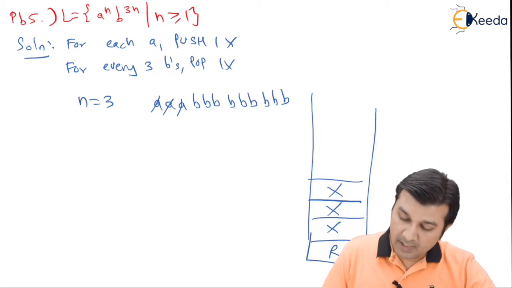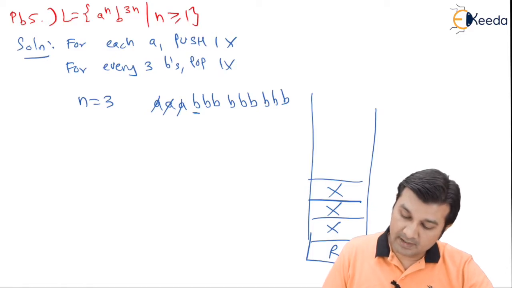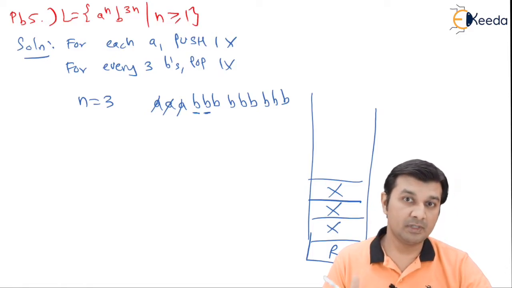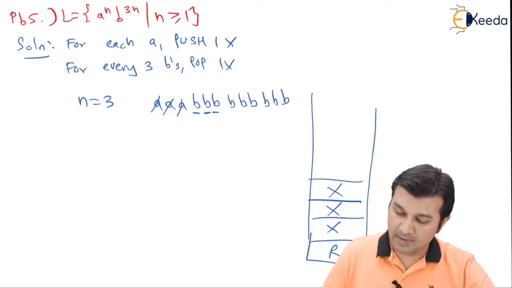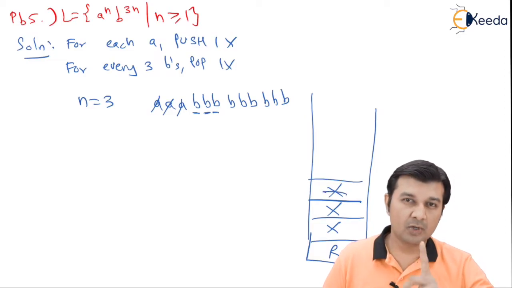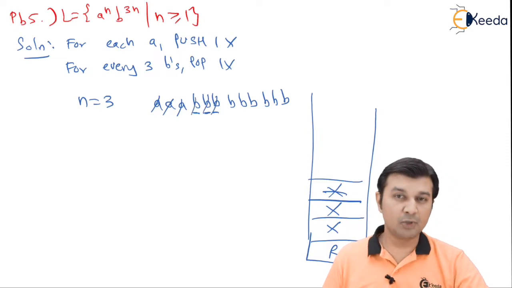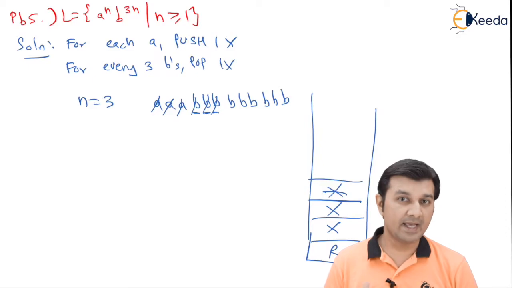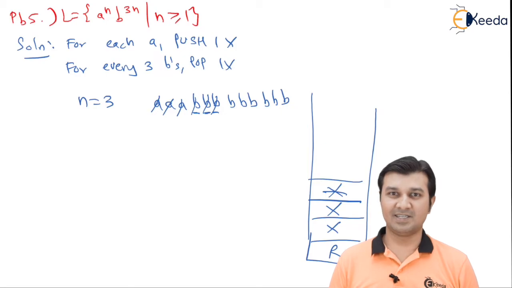Now, the moment I get the first b, do not touch the stack. The moment I get a second b after the first b, still do not touch the stack. And the moment I get the third b, I'm going to pop just one topmost symbol of the stack. So on occurrence of 3 consecutive b's, I'm going to pop one x from the stack. So friends, how is the machine going to keep track of 3 consecutive b's? Exactly as we did in the previous problem, it is going to have a state change.